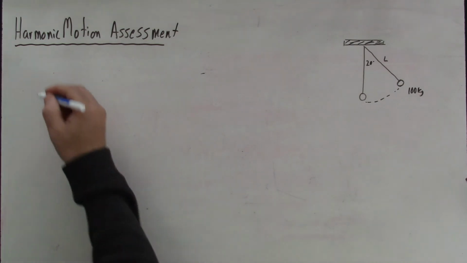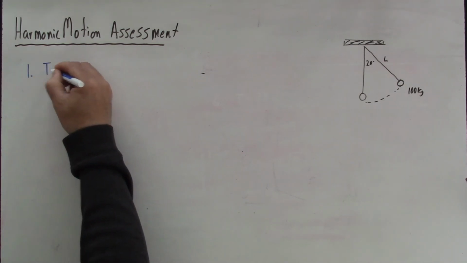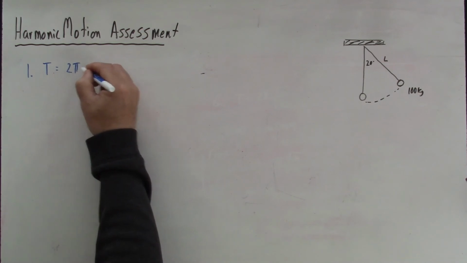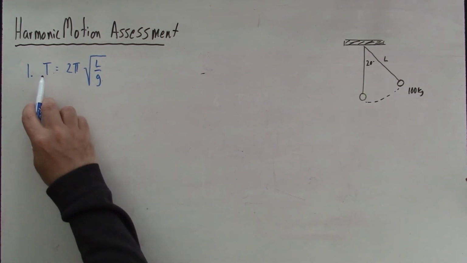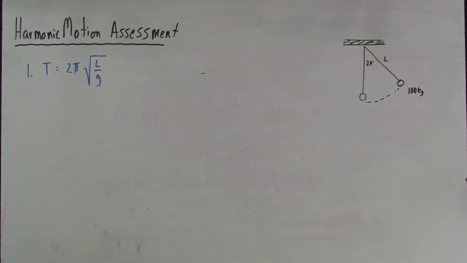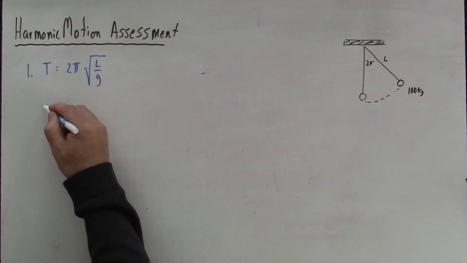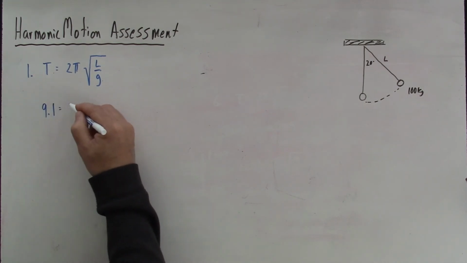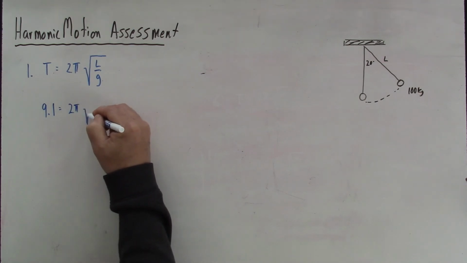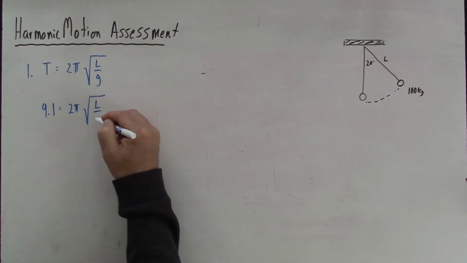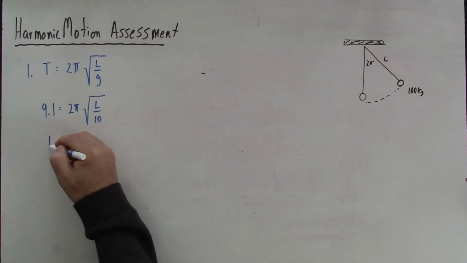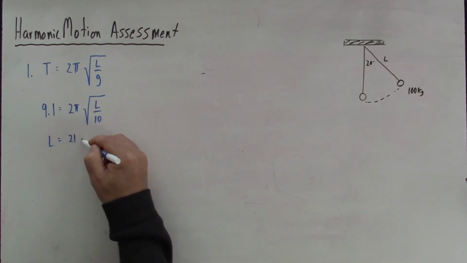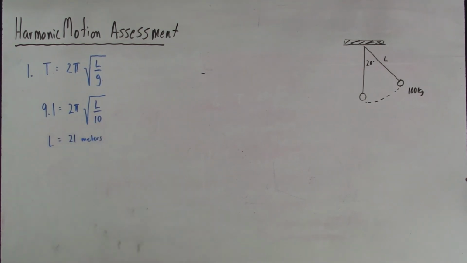Well, from our lab experience, one of the things we calculated was that if you want to know the period, you can calculate it by using T = 2π√(L/g), where T is the period of time, L is the length, and g is the gravitational field strength. So if I plug and chug this, I have 9.1 is equal to 2π times the square root of L, which we don't know, and near the surface of the Earth, g is equal to 10. And if I calculate this, I got L is equal to 21 meters.